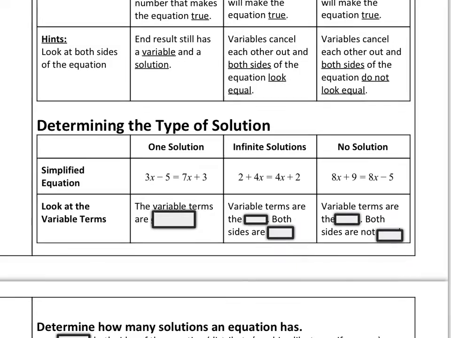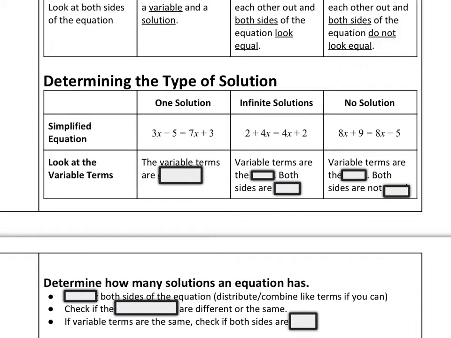So how do we determine the type of solution? Well, first we want to make sure we're dealing with the simplified equation. That makes it a lot easier, meaning you've combined all your like terms, you've distributed, and you just have a simple variable term and a term without a variable, like this 3x and this minus 5. So what you want to do is look at these variables. In this first example, the variable terms are different. When the variable terms are different, the 3x and the 7x, that means there's automatically going to be one solution.